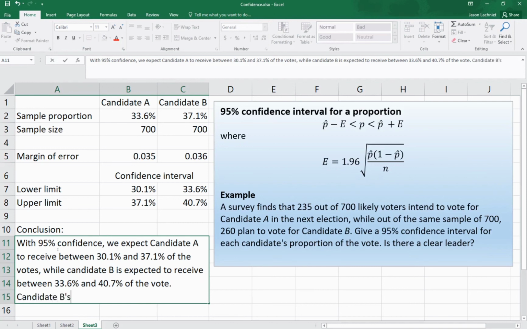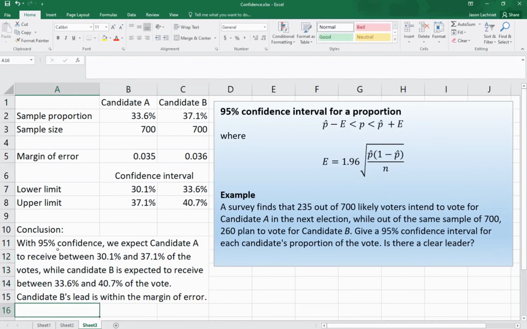Candidate B's lead is within the margin of error, which essentially makes this something like a statistical tie. We cannot say with confidence that candidate B is ahead.